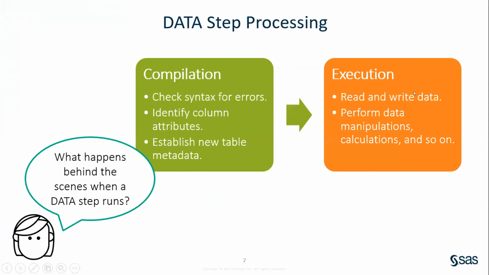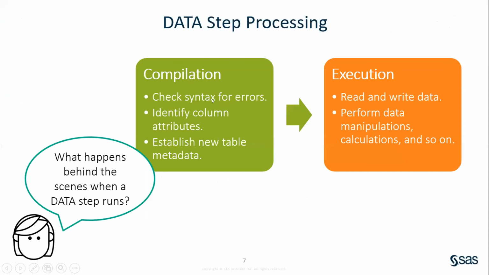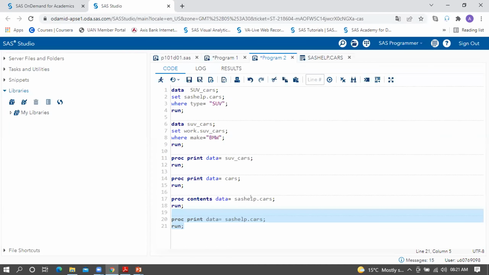So what is the execution phase? It reads and writes data. And that is why we see the data with proc print. And what is the compilation phase? It checks for syntax, identifies column attributes. What are these column attributes? It describes how many columns, how many variables, what are the types of the columns, length of the column, name of the column. So that is with the descriptor portion.